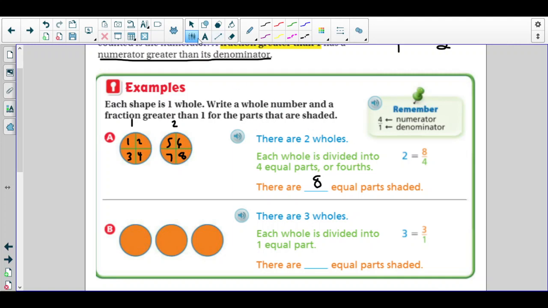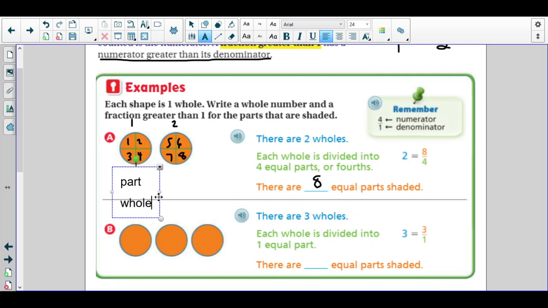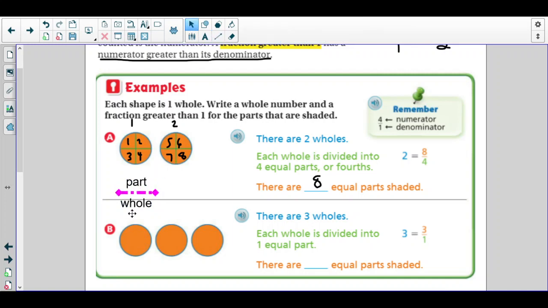So early on, remember, we would say that fractions were part over whole. Now we're just seeing that the part over whole can actually be more than 1.